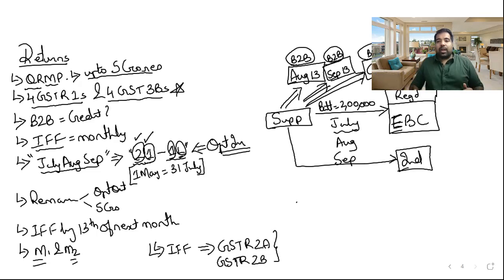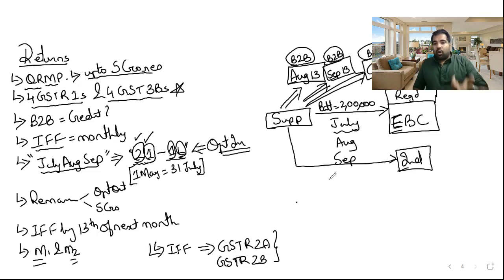But what if I don't want IFF? Then don't put IFF. No problem. What if all my invoices are to customers who will not take credit? Example, I'm selling dosas. No one will take credit of that. Then don't worry. You don't have to file IFF. You have to just file GSTR1 quarterly. Perfect. So IFF is only an option for those people who have B2B recipients who want ITC.